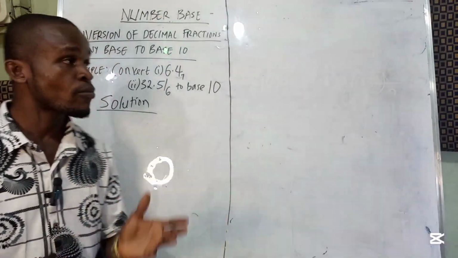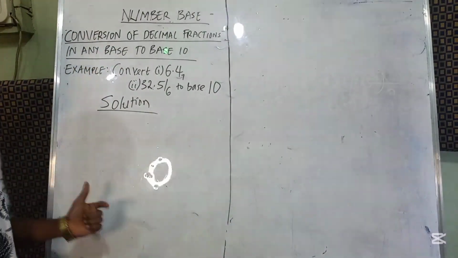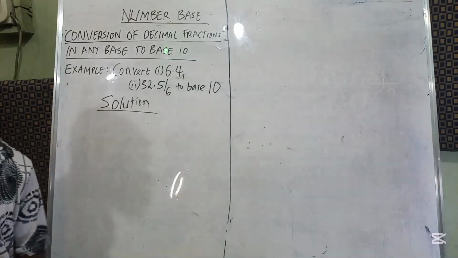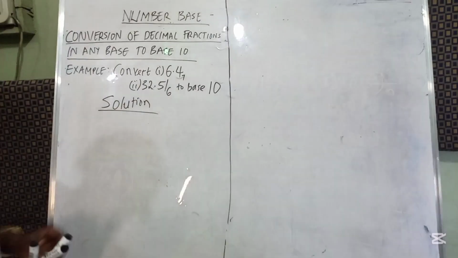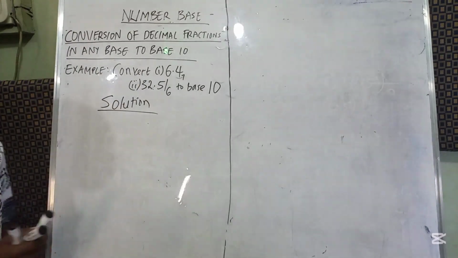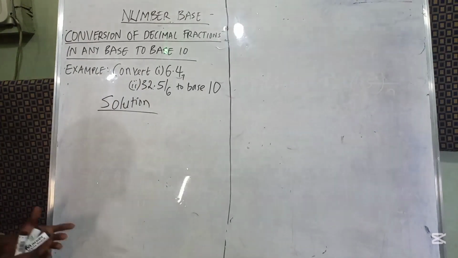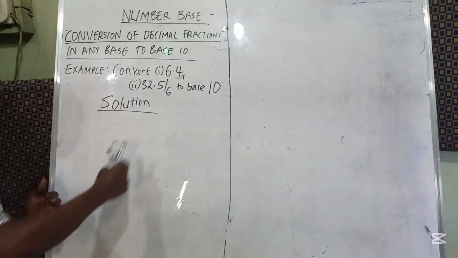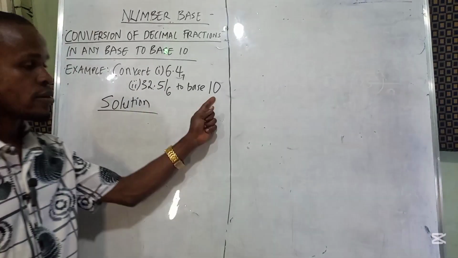Today's class will be considering the topic number base. Under that, we have conversion of decimal fractions in any base to base 10. All right, so let's see how we can convert decimal fractions to base 10. The first question says example 1. Convert 6.4 in base 7 to base 10.